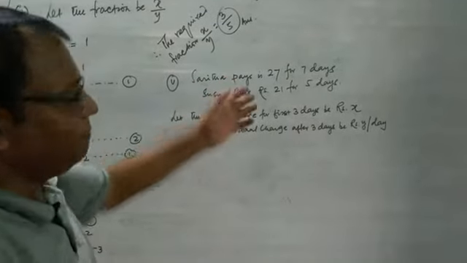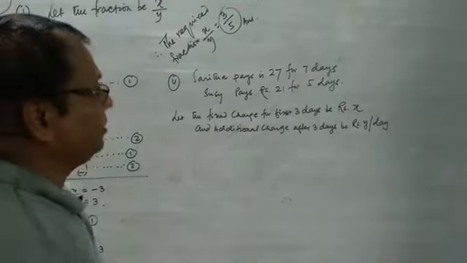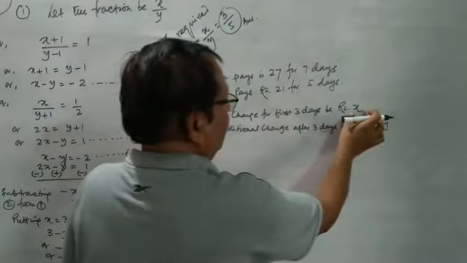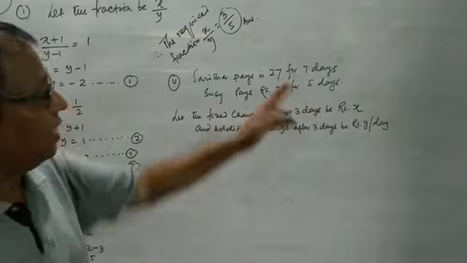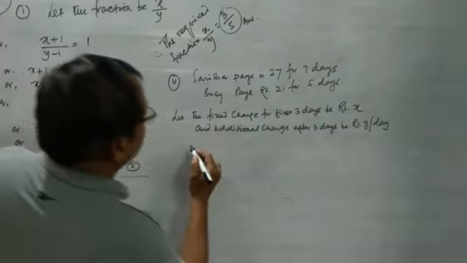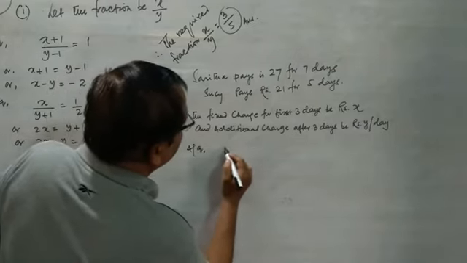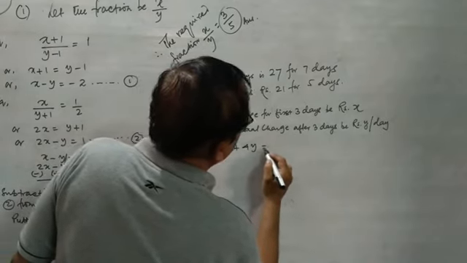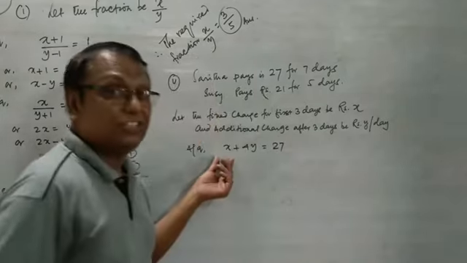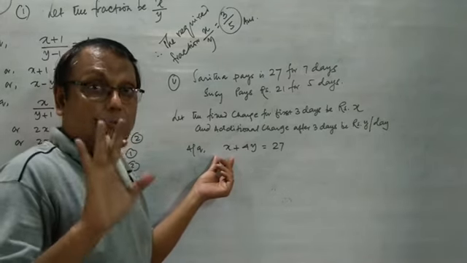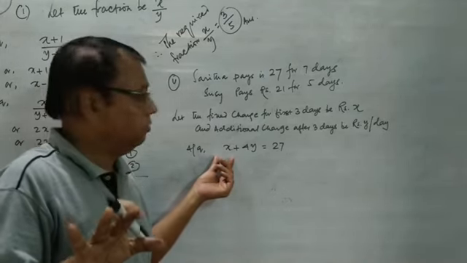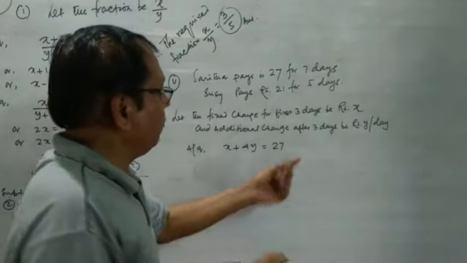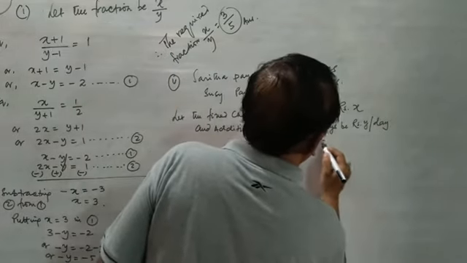Now see what happens with Sarita. Sarita has kept the book for 7 days. So for 3 days she is paying only X rupees. But extra how many days? There are 4 days. So according to the question, X plus 4Y is equal to 27. For fixed charge, X. How many additional days has she kept the book? For 4 days. So 4Y she has to pay. So X plus 4Y is equal to 27. This is your equation number 1.